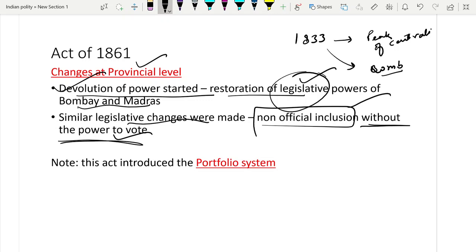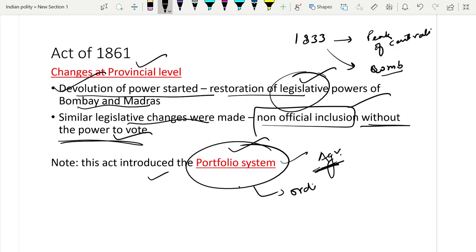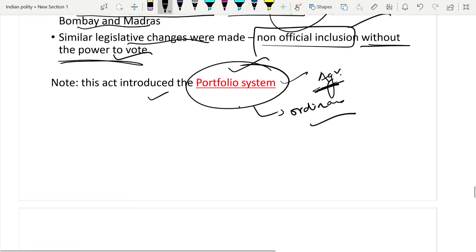And one more very important thing introduced in this act was the portfolio system. Portfolio system means some of the affairs were to be controlled by a particular member from the council of the governor. For example, one member controls all the matters related to agriculture, so it was an agriculture portfolio. So this was the 1861 act, and how it was very important. Two things you have to remember here: one is the portfolio system, and the other is that ordinance making came up with this act, right? So this was about 1861.